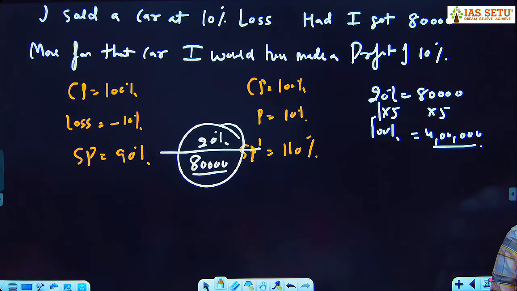I sold a mobile at 20% loss. Had I got rupees 6,000 more, I would have made a profit of 10%. Find the cost price of the mobile for me.